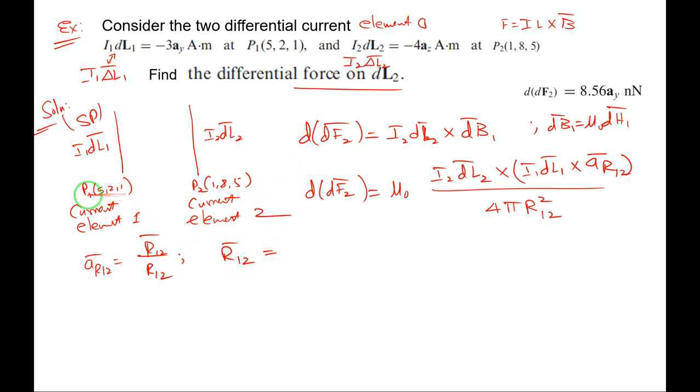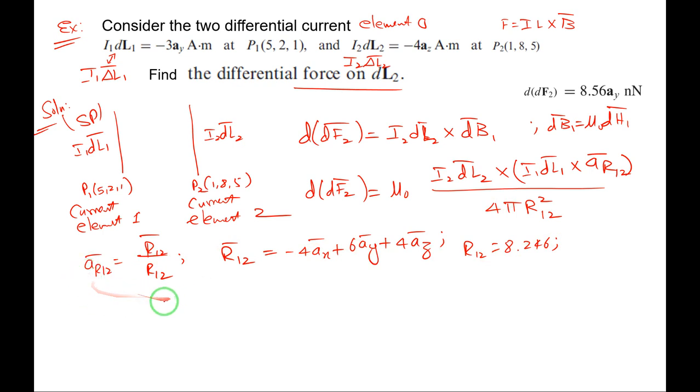R12: I have the points here. 1 to 2 means 1 minus 5, that is minus 4 ax, then 8 minus 2, 6 ay, then 5 minus 1, 4 az. Then find the magnitude of R12: under root of 4 square is 16, then 6 square is 36, plus 4 square is 16 once again, which gives 8.246.